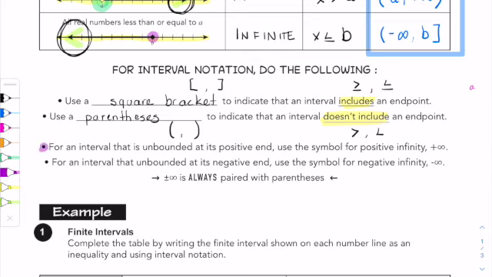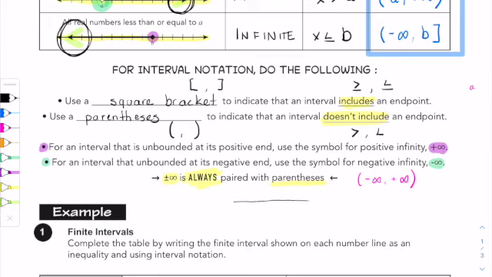One of them being, for an interval that is unbounded at its positive end, you want to use the symbol for positive infinity. The other one stating that an interval unbounded at its negative end, you want to use the symbol for negative infinity. But in either case, whether you're using positive or negative infinity, you always pair these with parentheses. So positive and negative infinity always receive a parenthesis, not a square bracket.